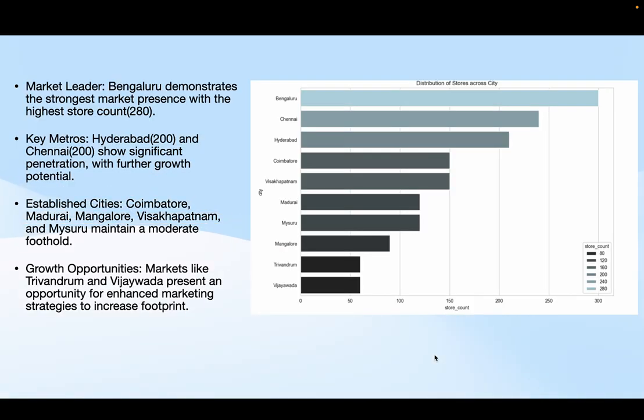We can see the graph here, and the takeaway is clear. Bengaluru is their stronghold with the highest number of stores, that is 280. Hyderabad and Chennai also show a strong presence as you would expect from major metros. However, smaller cities like Trivandrum and Vijayawada have significantly fewer stores, that is around 80 stores. This suggests a clear opportunity for growth, possibly through tailored marketing or expansion in these areas.